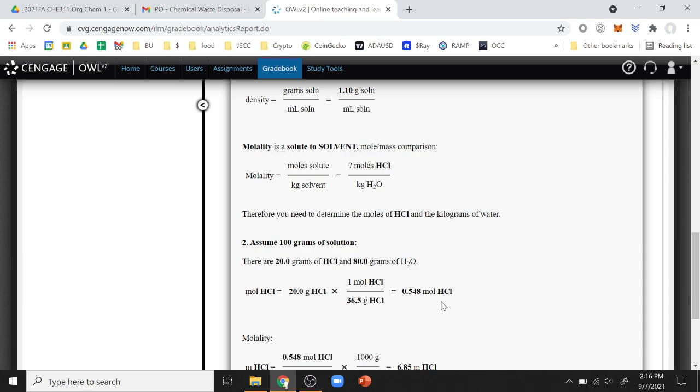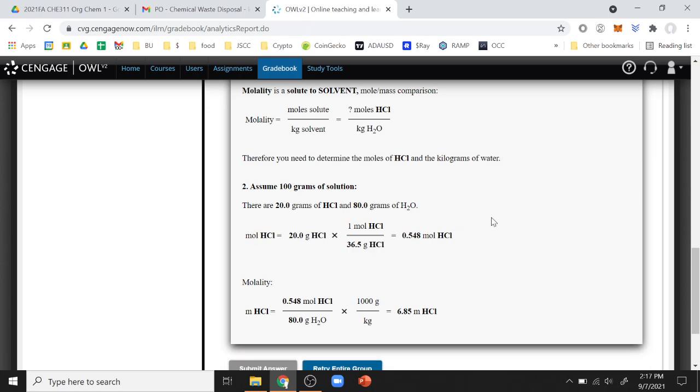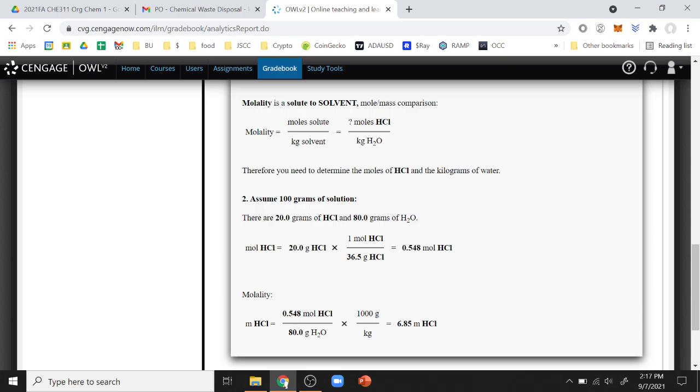And so that would give us 0.548 moles of HCl in this solution that we're looking at. Remember that we have 20 grams of HCl and 80 grams of water, H2O, because that's what would give us 100 grams, which would be our total. Okay, so now we know that we have the moles of HCl. We actually have grams of water here, so we just need to get that into kilograms of water to get our molality. So we're going to go ahead and set it up.